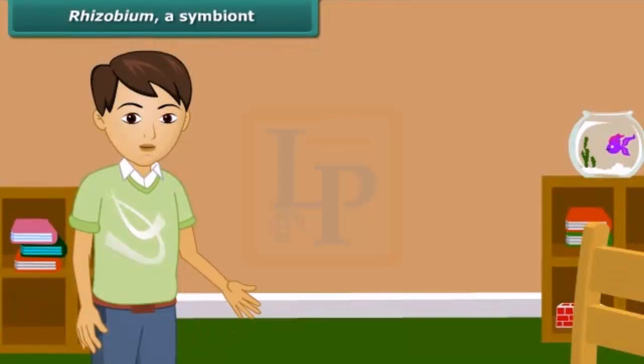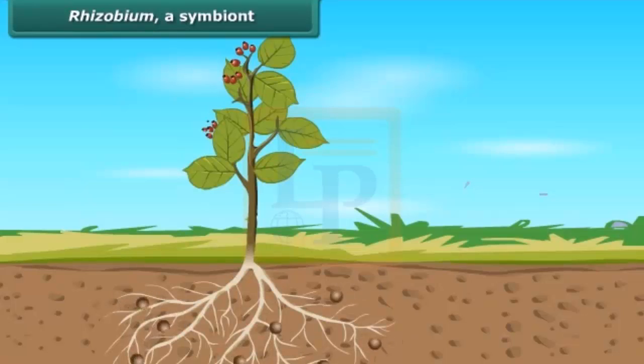Friends, like us, plants also require a lot of nitrogen to make proteins. So they absorb nitrogen continuously from the soil, due to which the amount of nitrogen becomes deficient. As you all know, there is 78% of nitrogen present in our atmosphere, but plants cannot use it directly in the manner they can use carbon dioxide. They require nitrogen in soluble form.